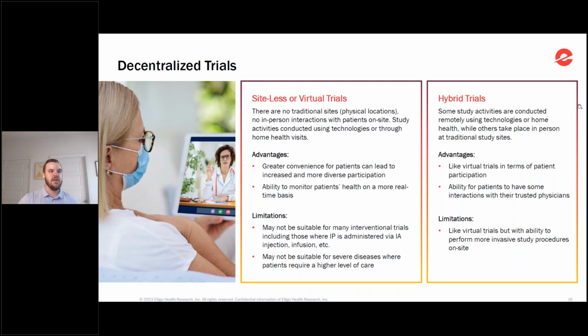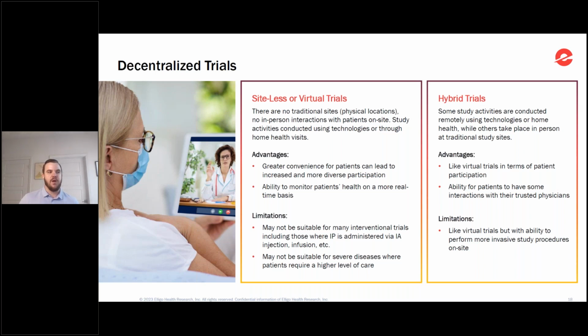Some of the advantages include that it can be more convenient for patients to participate in this type of model, right? They don't have to leave the comfort of their own home, don't have to deal with traveling back and forth, which can lead to having a larger and more diverse patient population participating in the study. And a lot of the time, depending upon the technologies being used, such as wearables, it does give the ability to monitor a patient's health more or less on a real-time basis, that you wouldn't necessarily have if you were going in clinic. You have a visit, 2 weeks later you come in for your second visit, and so on.